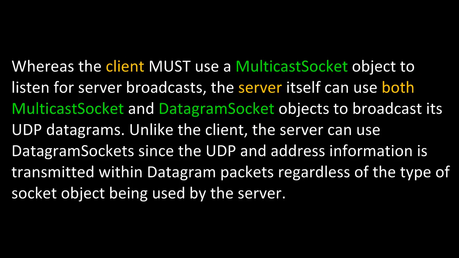Whereas the client must use a multicast socket object to listen for server broadcasts, the server itself can use both multicast socket and DatagramSocket objects to broadcast its UDP datagrams. Unlike the client, the server can use datagram sockets since the UDP and address information is transmitted within datagram packets regardless of the type of socket object being used by the server.